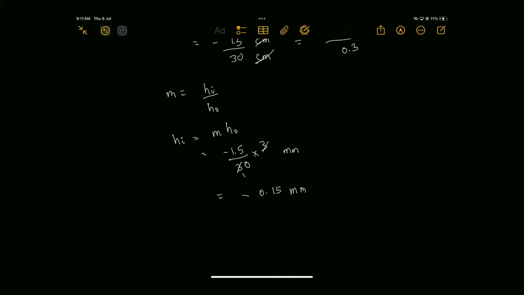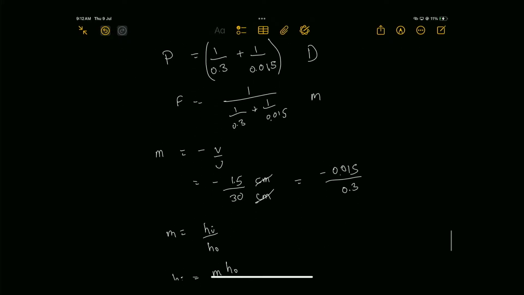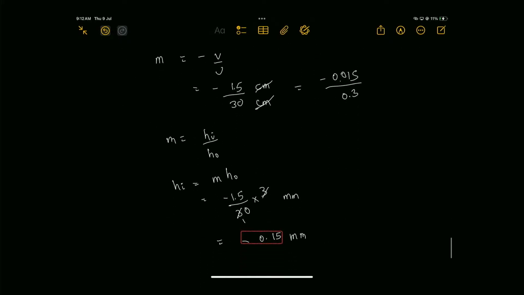Right? Now in part 4, is the image real or virtual? Provide a brief explanation. So the image is a real image because it is located on the other side of the lens, right? So the object is in front of the eye, and the image is located on the retina, which is on the other side of the lens of his eye. So the image is a real image.